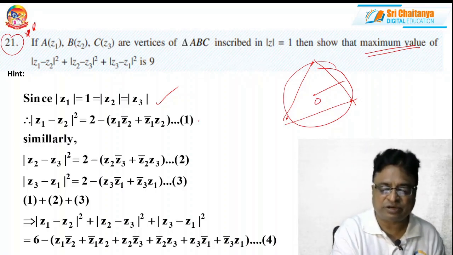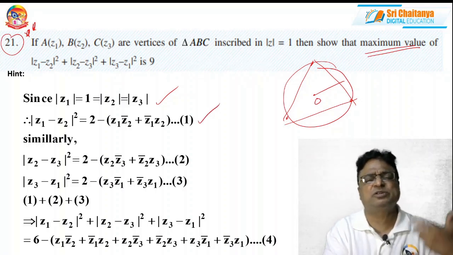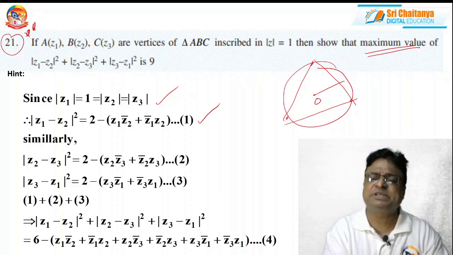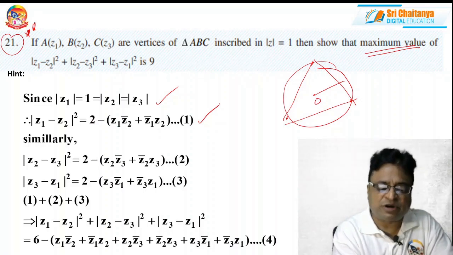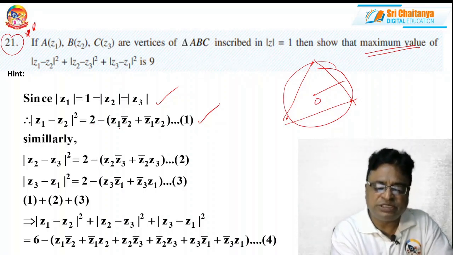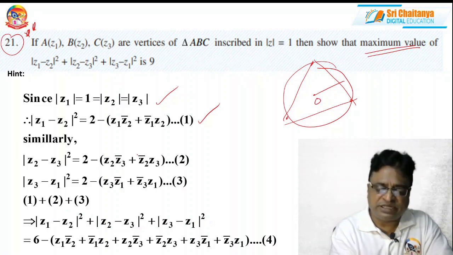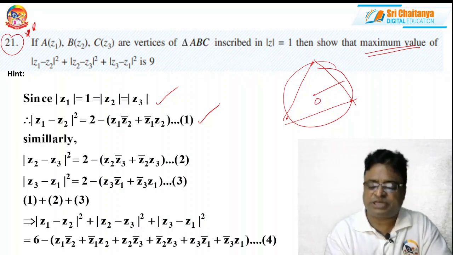So directly I am writing, because so far you have solved so many questions. Writing this step is very important for you. So write directly: 2 minus, because |Z1| squared is 1 and |Z2| squared is equal to 1, so 1 plus 1, 2 minus (Z1 Z2 bar plus Z1 bar Z2). Similarly, add. By adding these three, 6 minus something, you got it.